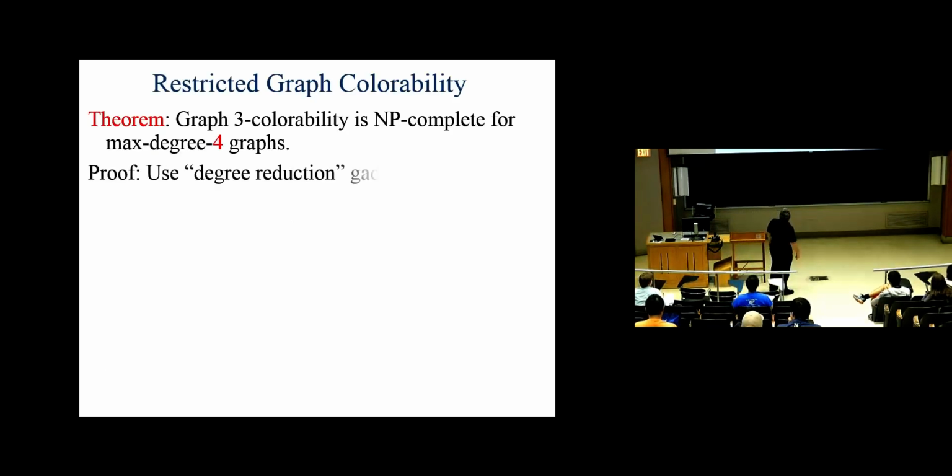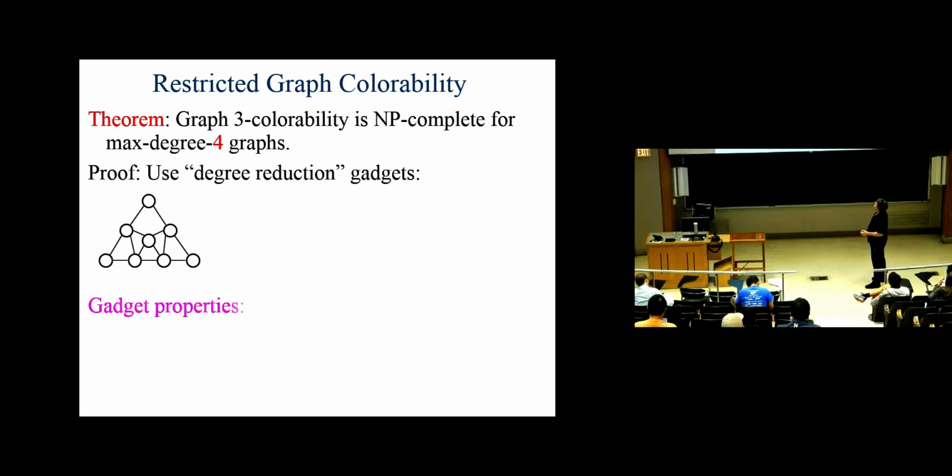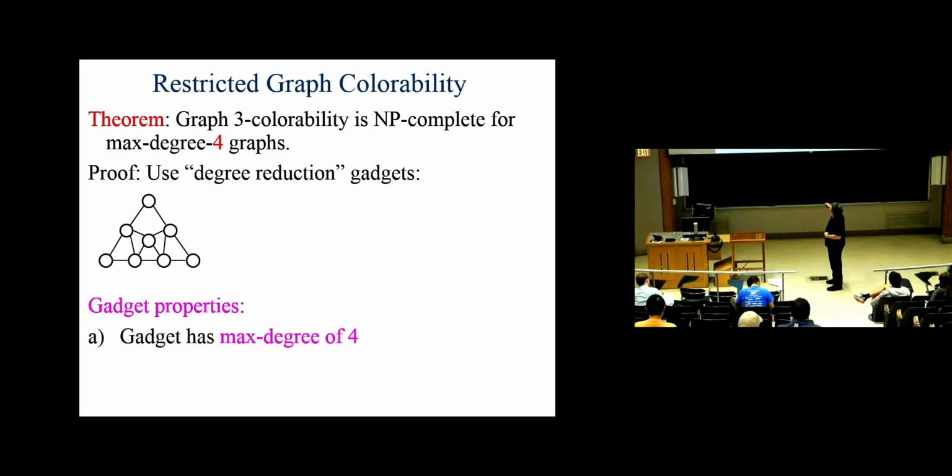Okay, so the idea here is similar to the previous proof. We're going to use gadgets to reduce the degree to at most 4 if it's higher than 4 anywhere in the graph, and then show that that version of colorability is just as hard as the arbitrary version of colorability, where the degree could be anything you'd like, arbitrarily high. So we introduce this gadget here, and this gadget is a piece of graph that has the following properties.